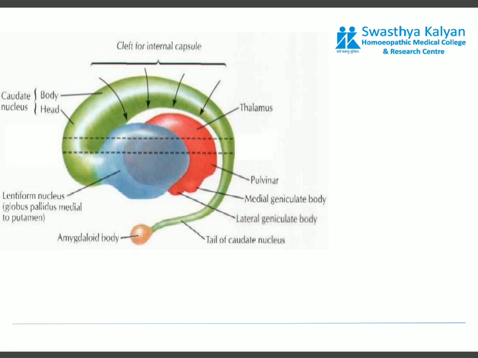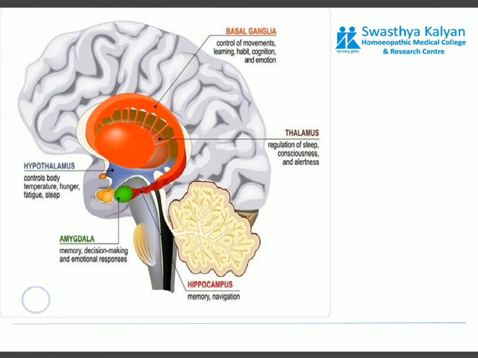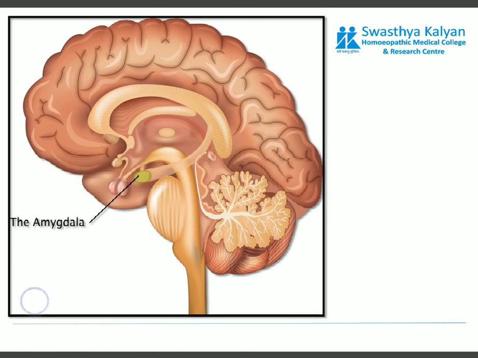This is a figure trying to show how the caudate nucleus and the amygdaloid body and the various parts of the caudate nucleus are related with the lateral ventricle. This figure also shows the position of the amygdaloid body deep in the temporal lobe. So it is related with the roof and lateral wall of the inferior horn of the lateral ventricle. Another figure shows the corpus callosum and the amygdaloid body.